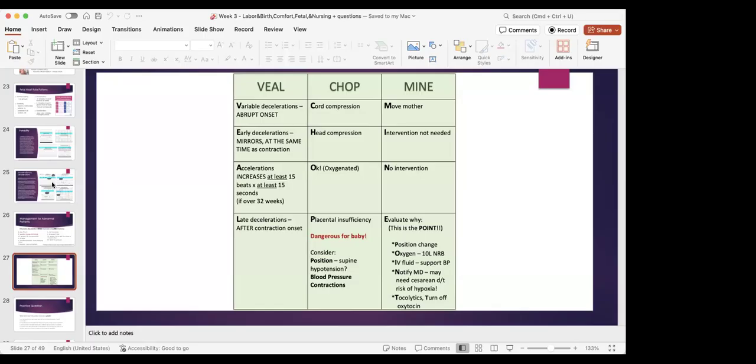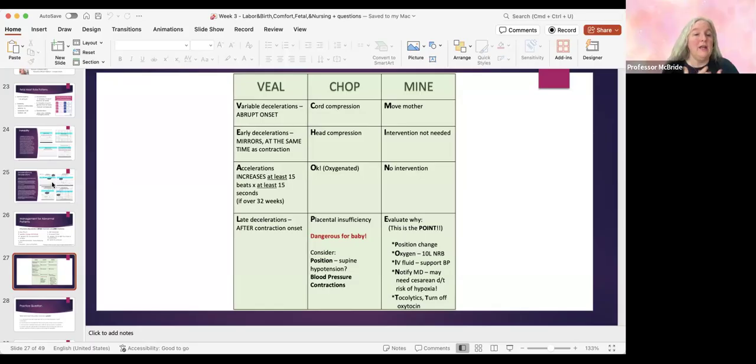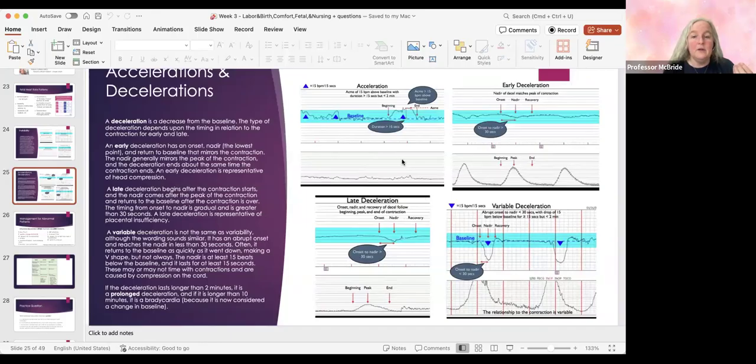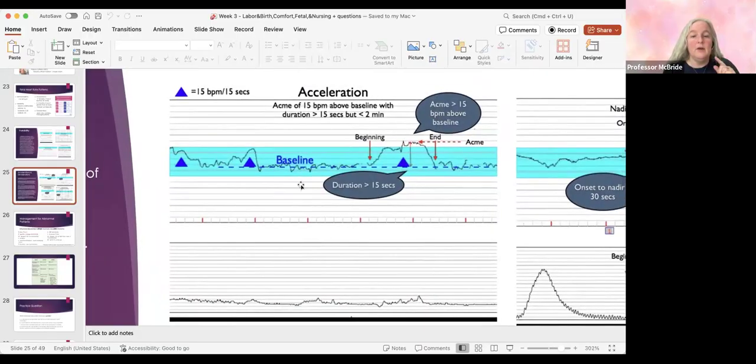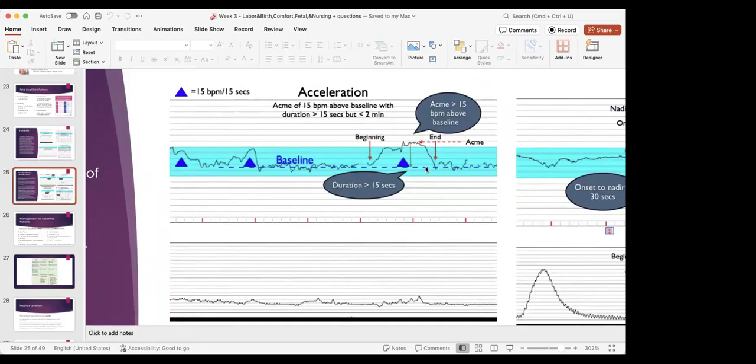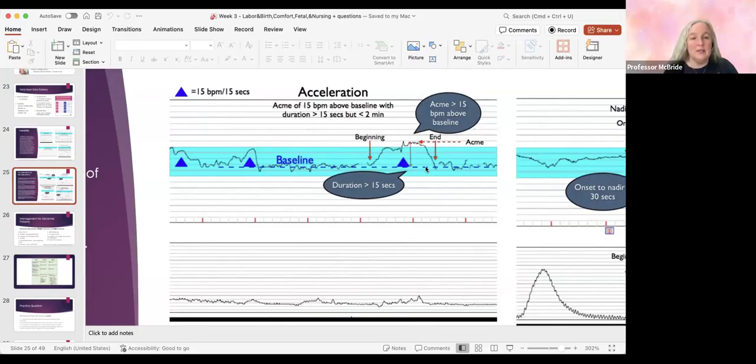When we were talking before about the importance of oxygenation and how we can get an idea from moderate variability that our baby is well oxygenated, that's also true for accelerations. Babies cannot do accelerations with their heart rate if they're hypoxic. Let me show you real quick on the acceleration, then I'll go back to VEAL CHOP. Here's our baseline. The acceleration goes up, and it needs to go up by at least 15 beats and last at least 15 seconds. Babies that are well oxygenated do that. Babies that are hypoxic can't do this.